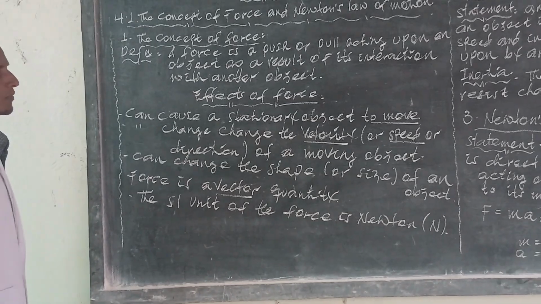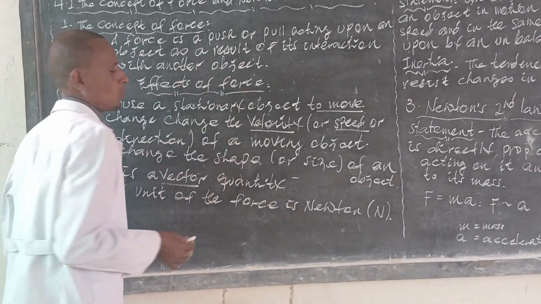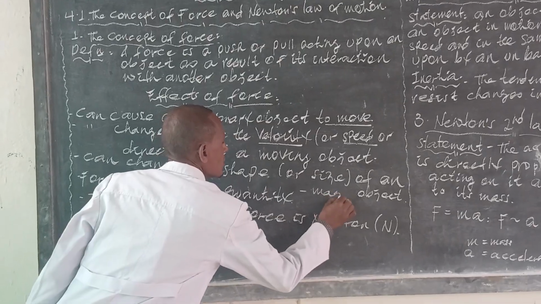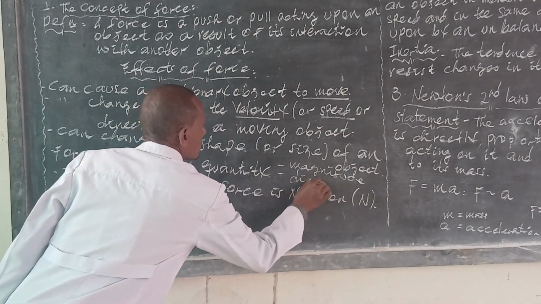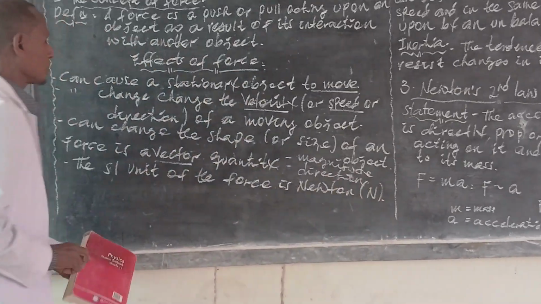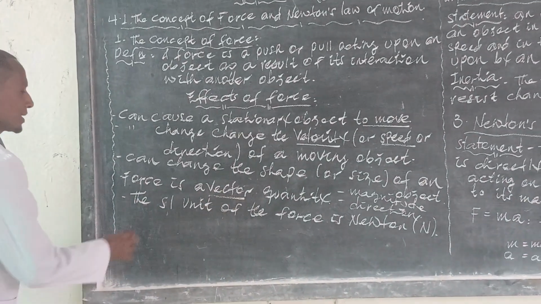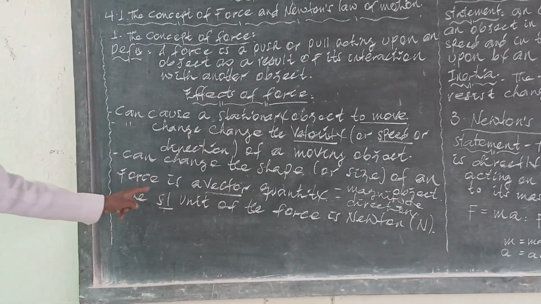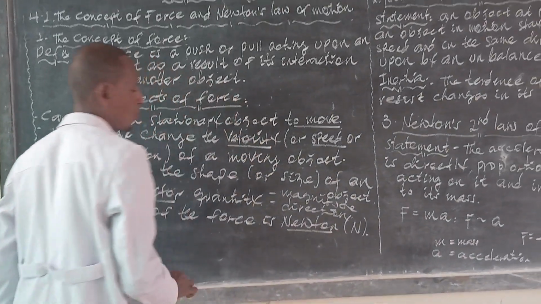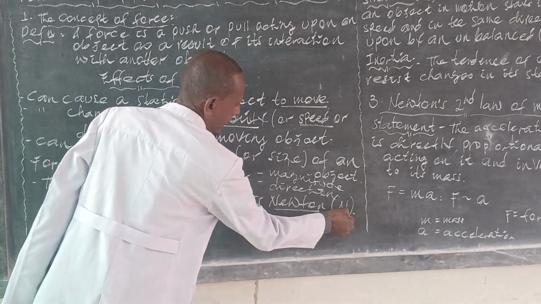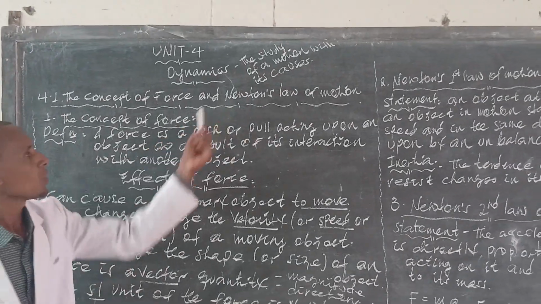Force is a vector quantity, so when we define this physical measurable, force can be defined using magnitude and also direction. When we measure a given force, we use the SI unit, or System International unit. This unit is called the newton. Instead of writing the word, we can write capital N. In general, today we are discussing the concept of forces and Newton's laws of motion.